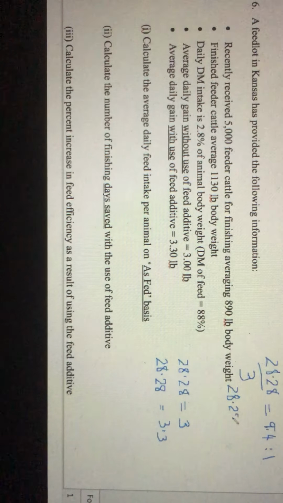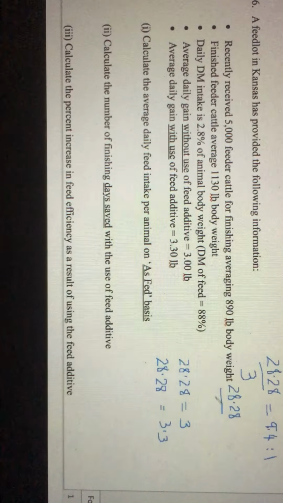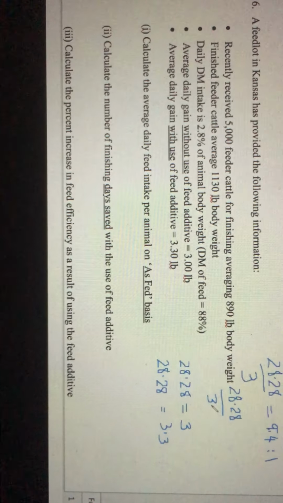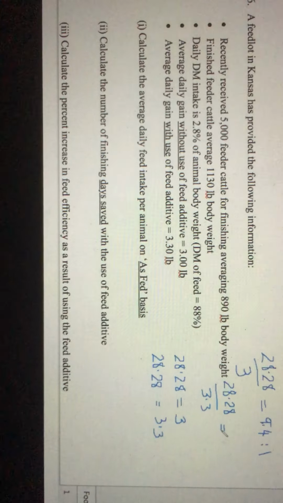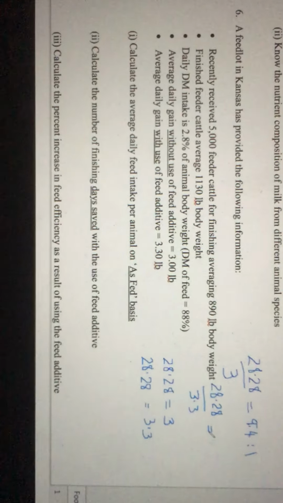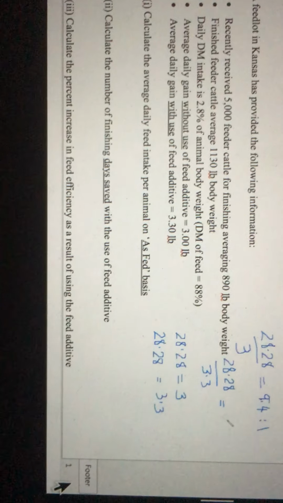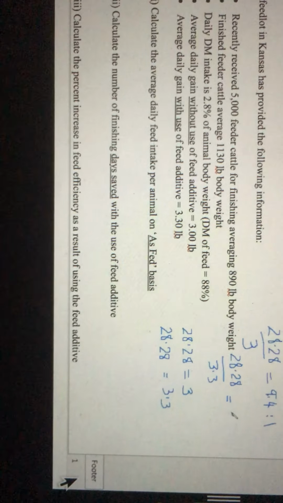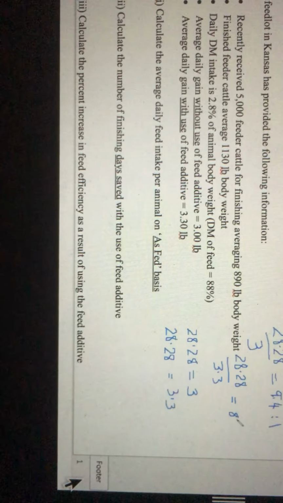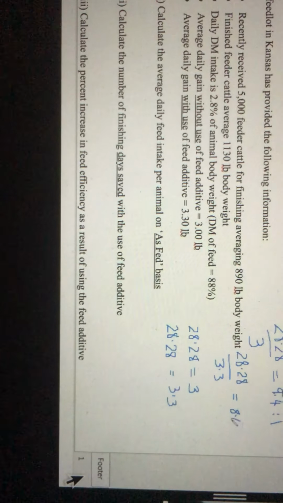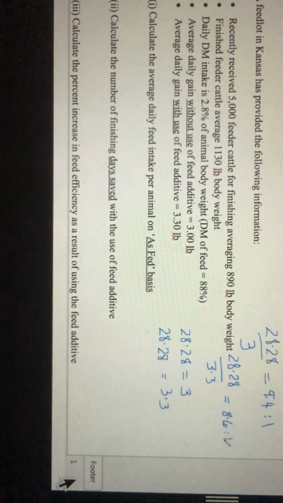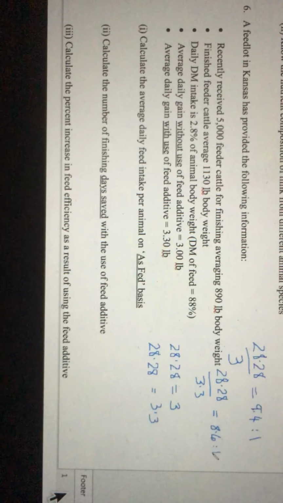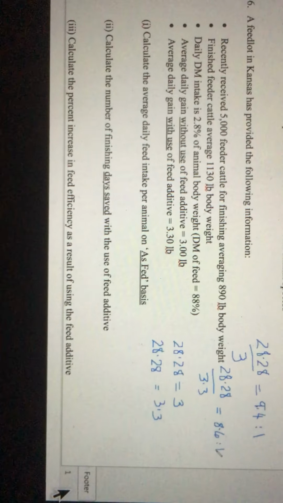To convert 1 pound, because they are gaining faster, the answer here is 28.28 divided by 3.3, and I have 8.6 here to 1. What this means is the animals that were provided a feed additive were requiring less feed for every 1 pound of gain that they accumulated.